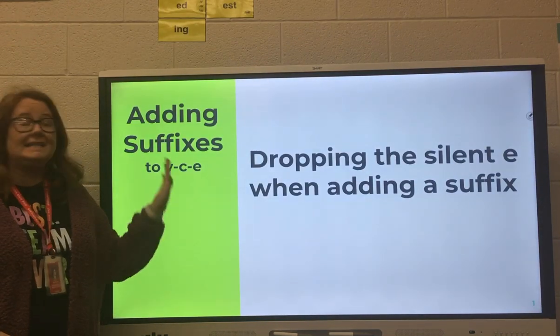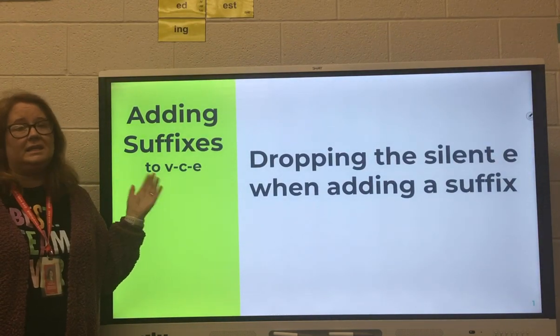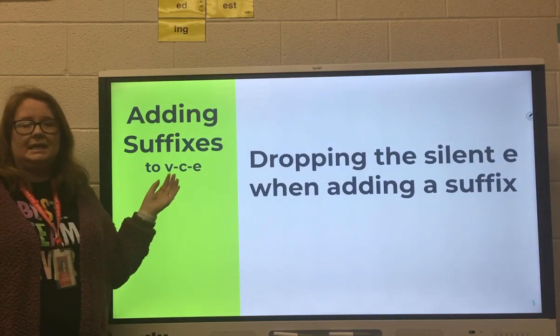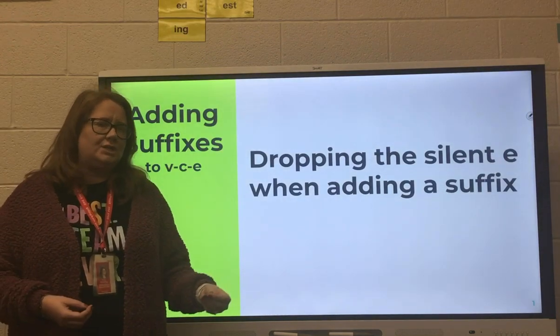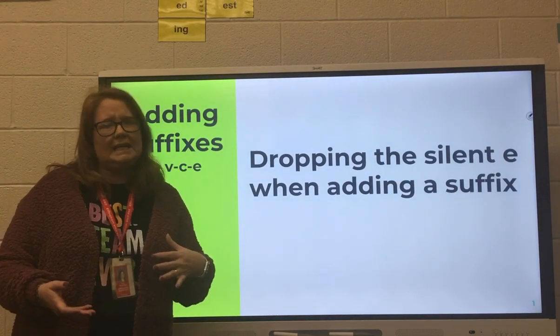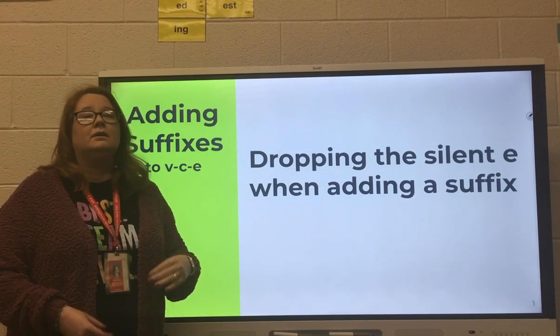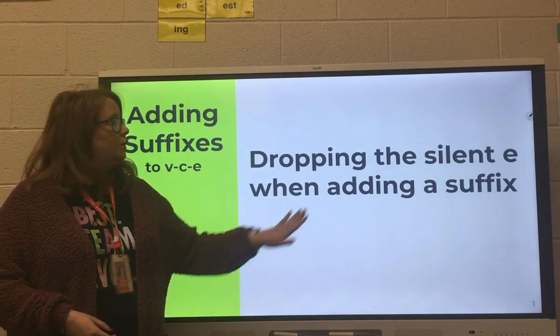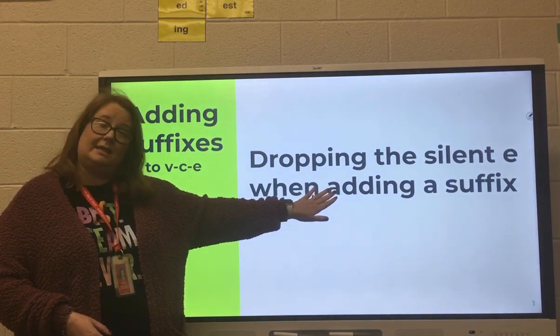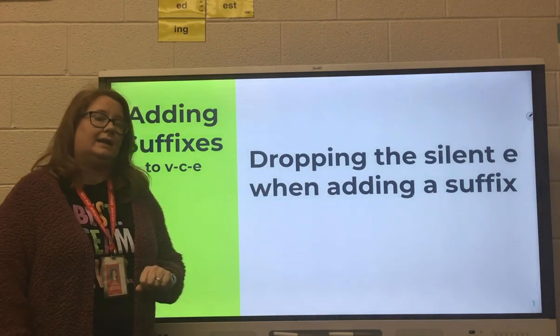Today's lesson is adding suffixes to vowel-consonant-e words. Vowel-consonant-e words are sometimes called magic E, silent E, or sneaky E at the end. When we add a vowel suffix to a vowel-consonant-e word, we have to drop the silent E at the end of the word before adding our suffix.